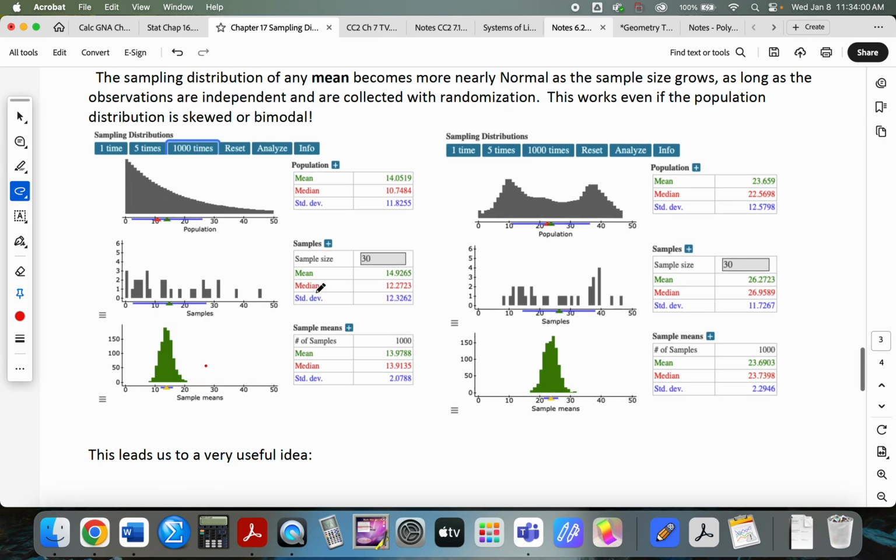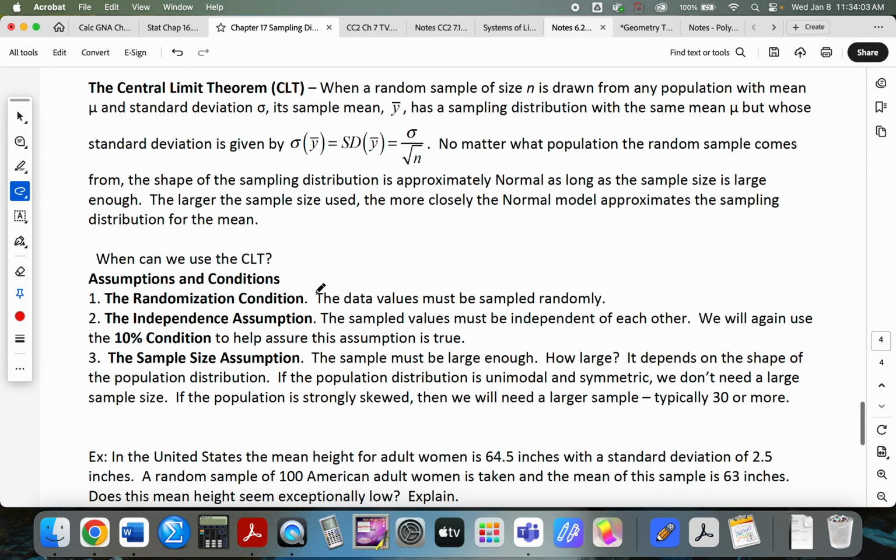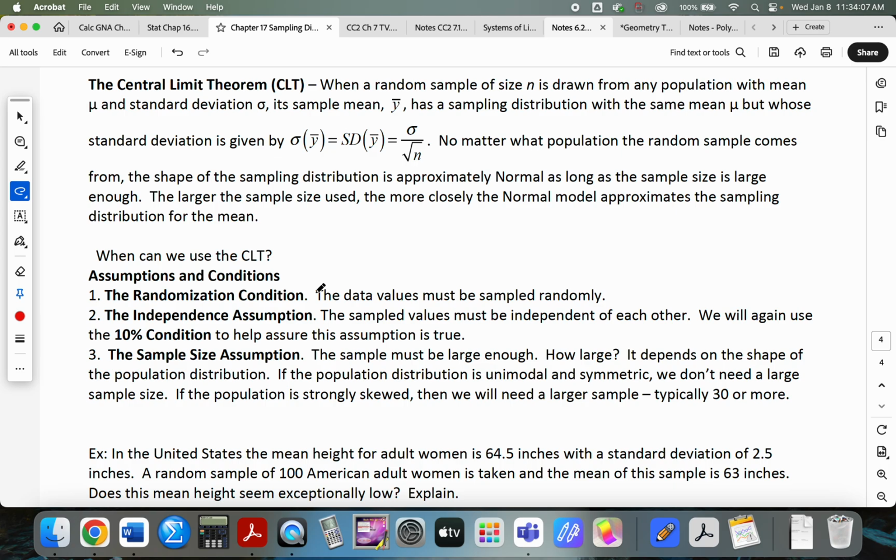Okay? So it leads us to a useful idea called the central limit theorem, which says when a random sample of size n is drawn from any population with mean mu and standard deviation sigma, it means that y bar, which is the average for my sample, has a sampling distribution with the same mean, but whose standard deviation, which I wrote as SD(y bar), is equal to the standard deviation for the entire population, sigma, divided by the square root of n.